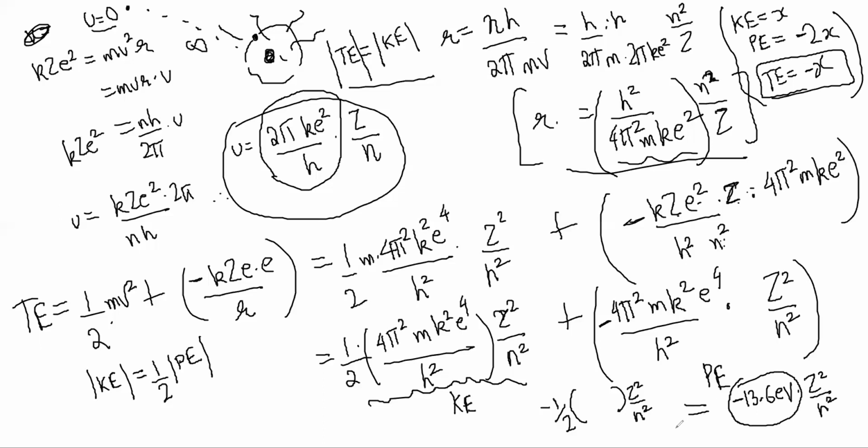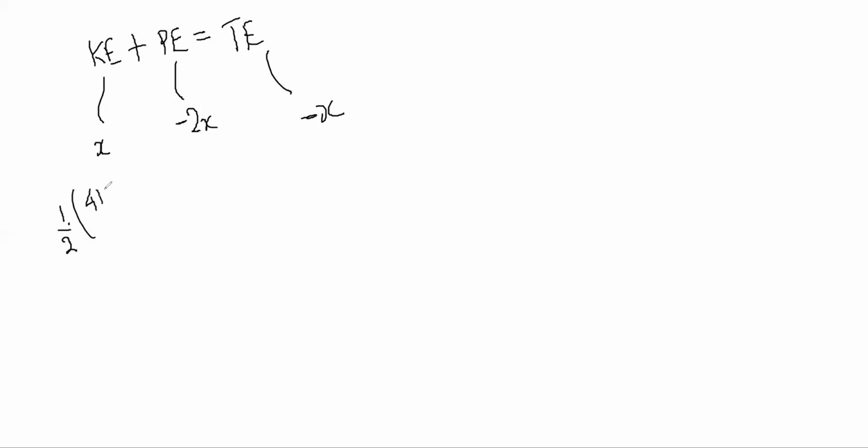Okay. So I will just summarize what we have learned on the next page. We get kinetic energy plus potential energy is equal to total energy. Kinetic energy comes as some x. Potential energy comes as minus 2x. So total energy comes as minus x. And this x value was some half into 4 pi square m k square e power 4 by h into z square by n square, something like this. H square maybe, I'm not sure.